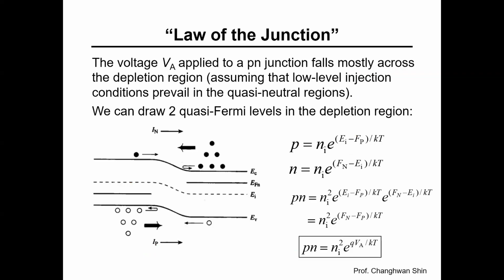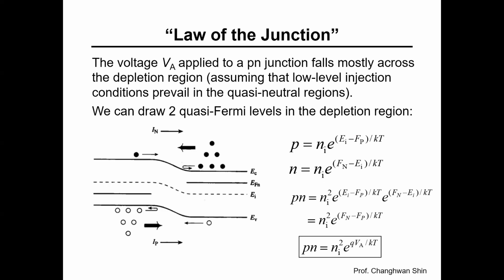So now we have arrived at what's often called the law of the junction, the fundamental principle that relates carrier concentrations to the applied voltage. The key insight is that the voltage V sub A applied to a PN junction falls mostly across the depletion region, assuming low-level injection conditions in the quasi-neutral regions. This is because the depletion region has few free carriers and thus high resistance compared against the quasi-neutral regions.